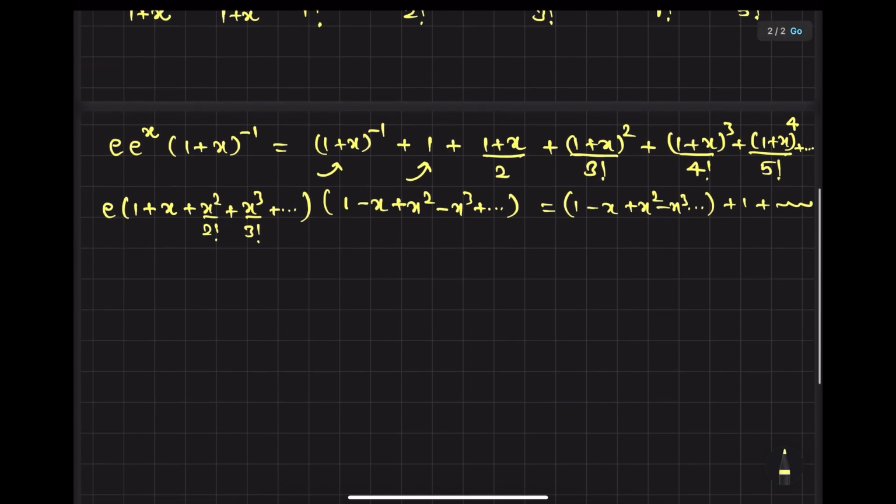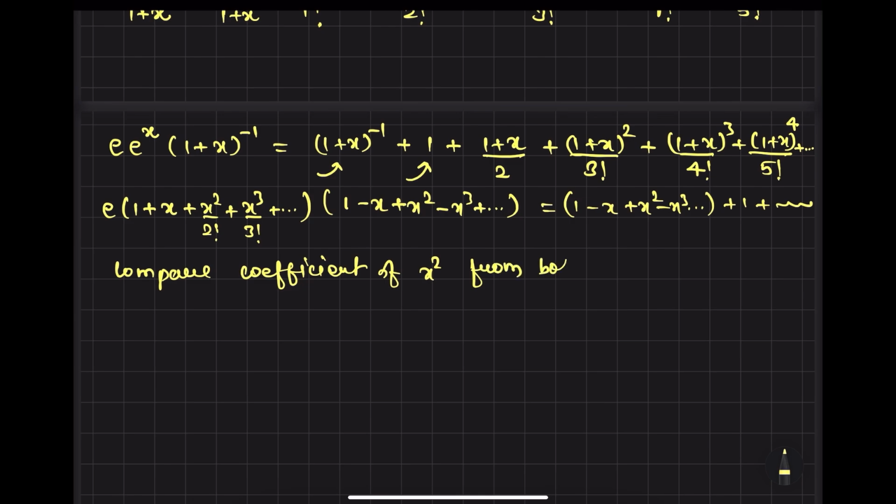Now what we have to write? Compare coefficient of x square from both sides. Okay, now look at this. So we want x square, correct? If 1 is multiplied with x square, then only we will have the x square component. We are interested in finding the coefficient only, so 1 into x square will become x square. We are interested in the coefficient, so it is 1.